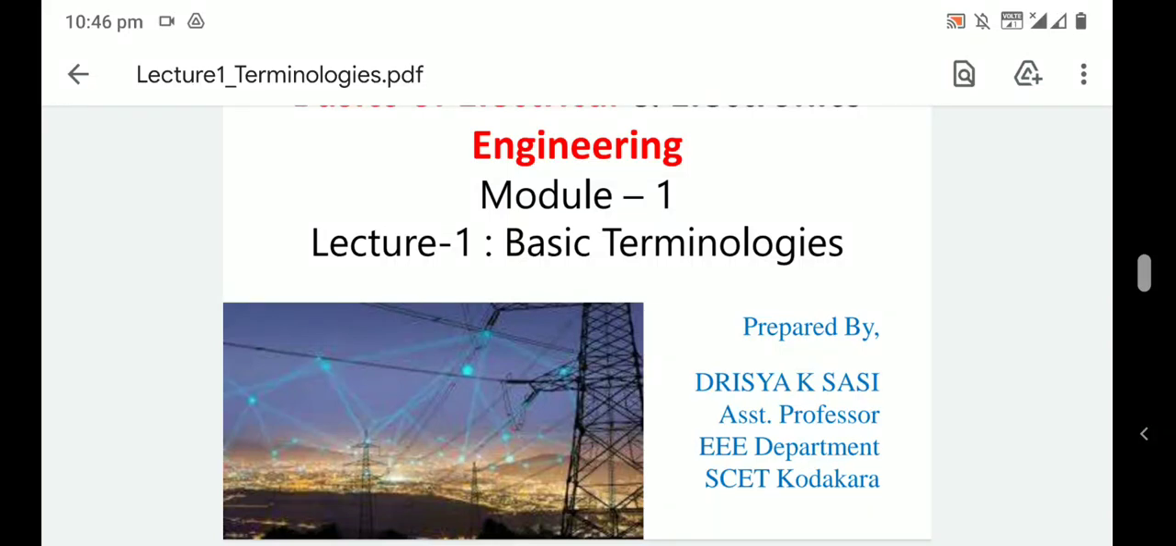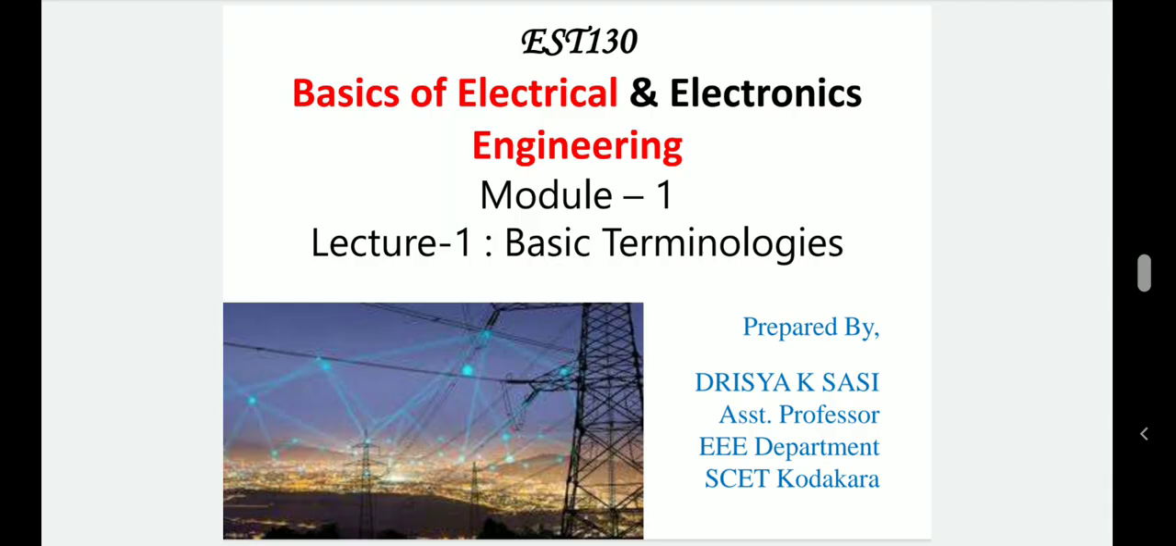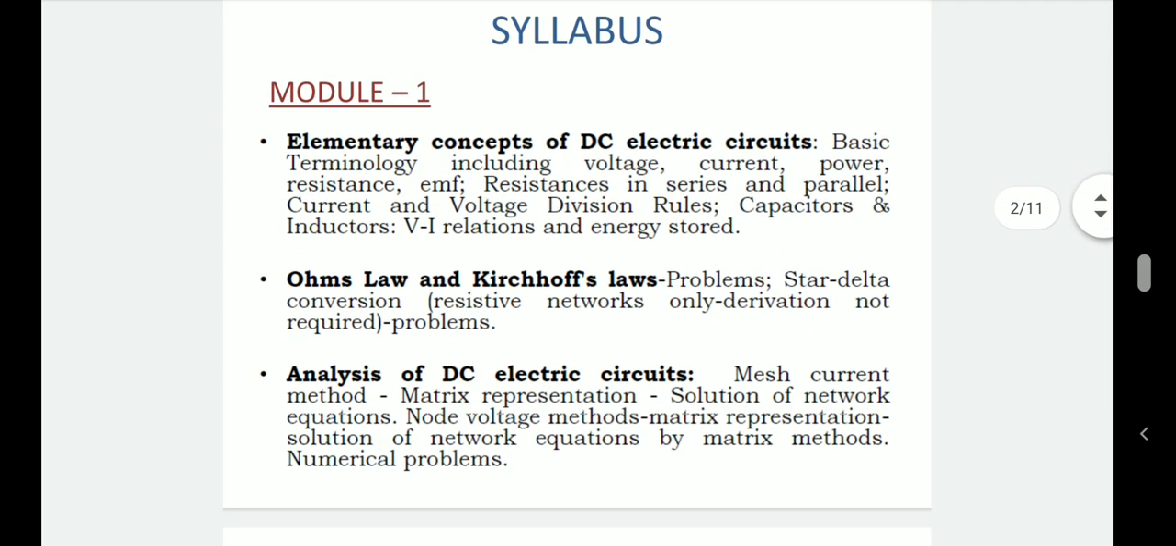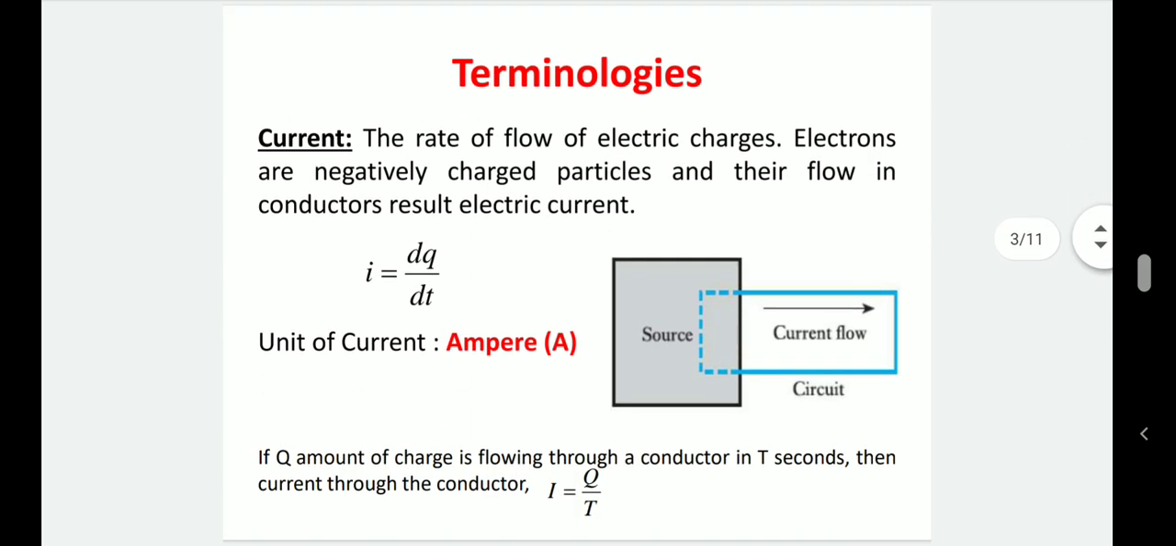Hi everyone. Today we are going to start the first module, in which the first lecture is about basic terminologies in electrical engineering. So the first term is current. What is meant by current? It is the rate of flow of electric charges, or simply the flow of electrons.